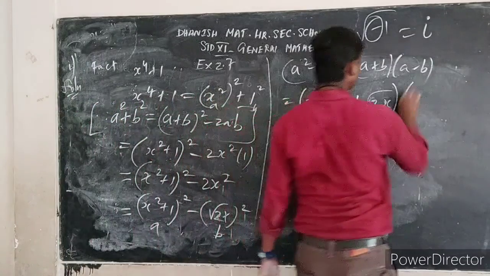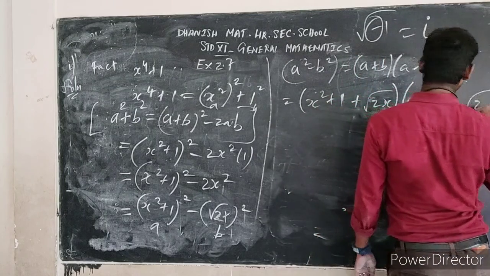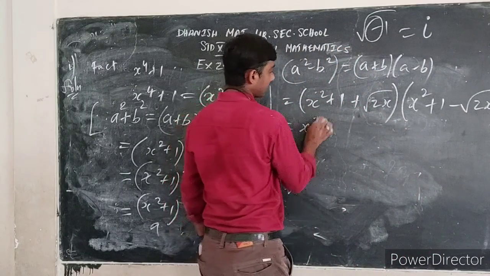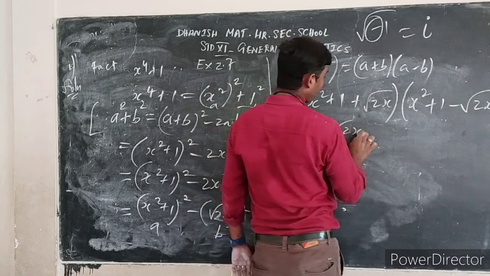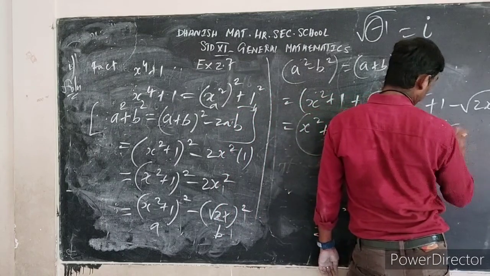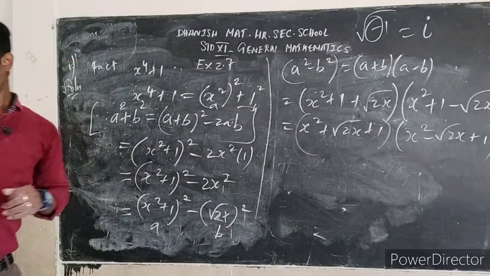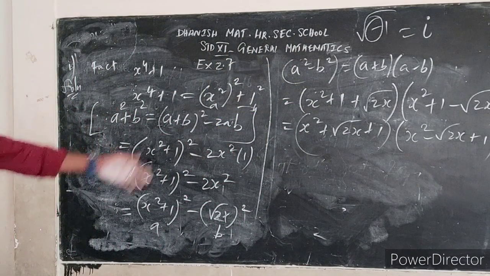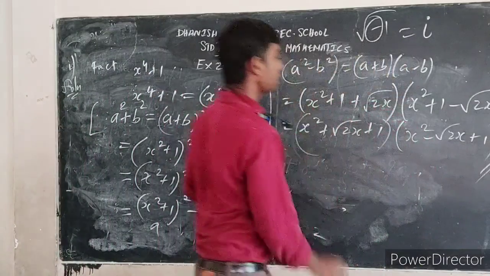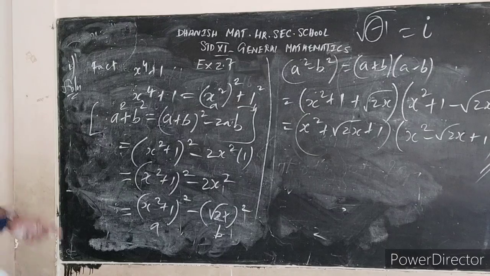Then x square plus 1 minus root 2x, and x square plus 1 plus root 2x. Now we are writing like this: x square plus root 2x plus 1, then again x square minus root 2x plus 1. You have to write in order. Okay. So these two factors we are getting here. That one is the answer for this question. So you have to stop this one. That's enough. Okay. Let's see the second question.